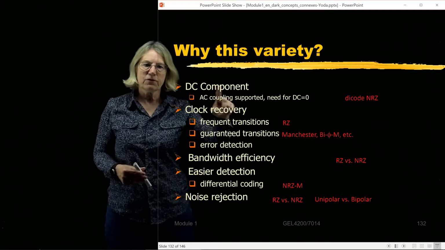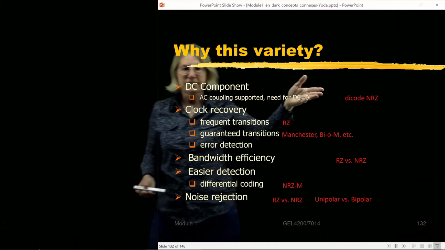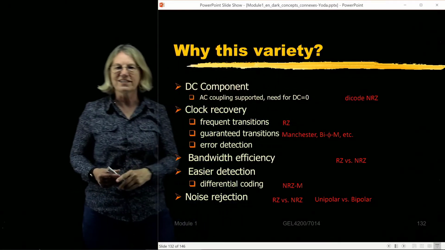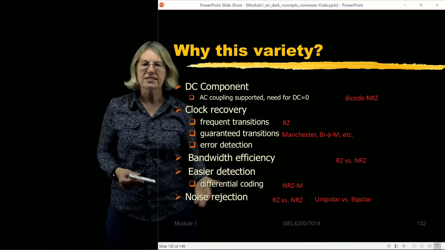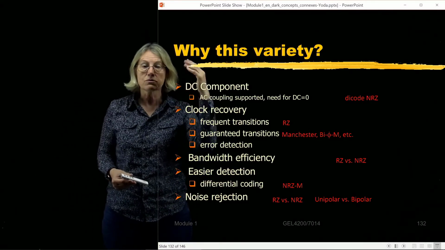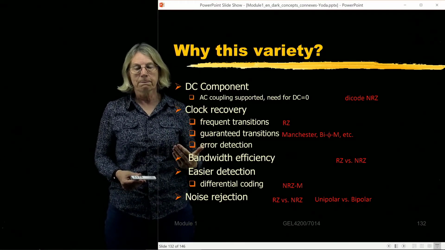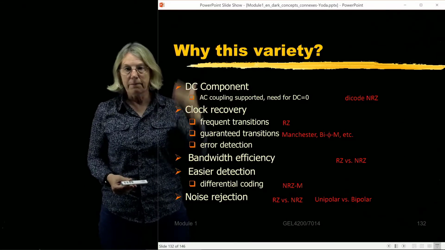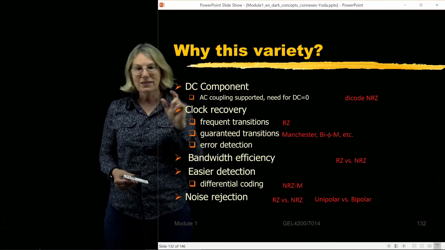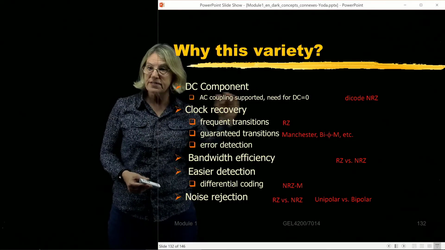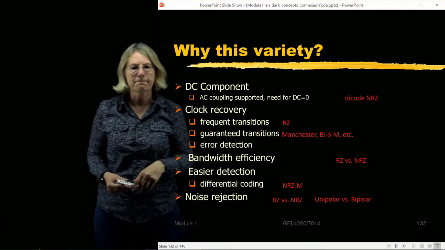For instance, if you have a DC component and you want to support AC coupling, you want the DC equal to 0, then the dicode NRZ that I just showed you could be interesting. Clock recovery needs more frequent transitions. So this idea of forcing a return to 0 sometimes can give you more transitions, especially if you have bipolar. Guaranteed transitions, no matter what the sequence, even if you get a long sequence of zeros together, you always have guaranteed transitions.